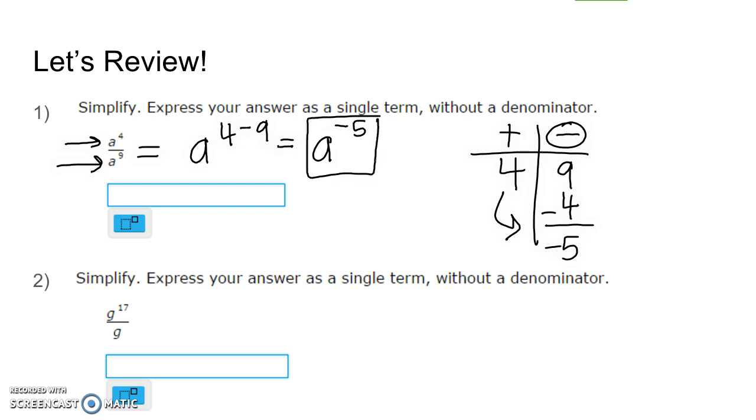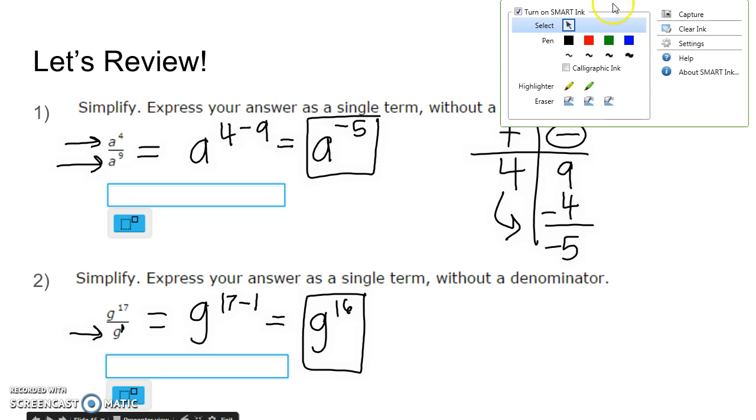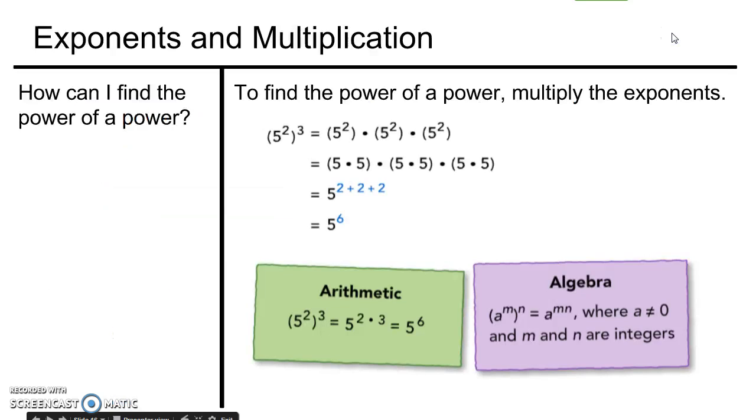All right. Number 2. What did we say? Goes on the G if we see that it's just G with no exponent. It has an exponent of 1. So this would be G to the 17 minus 1. What's 17 minus 1? 16. Okay. Now that we've refreshed our memory on our product rule and our quotient rule, let's move on to power of a power and the zero power property.